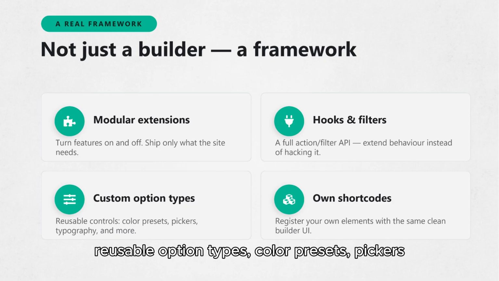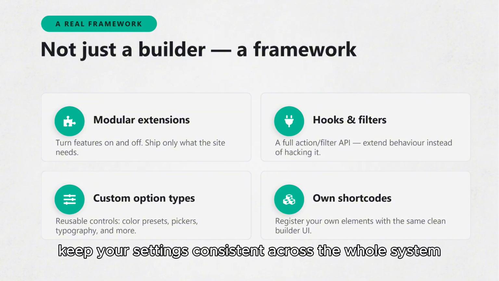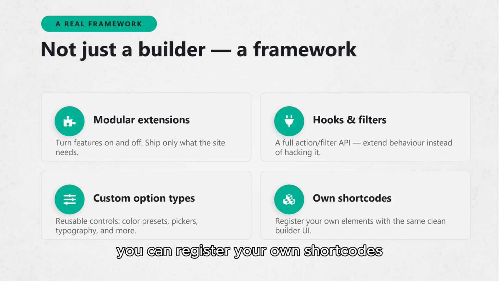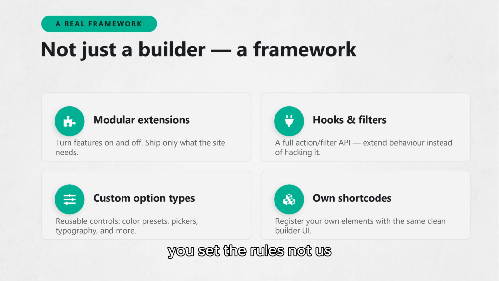Reusable option types, color presets, pickers, and typography controls keep your settings consistent across the whole system. And when you need something that doesn't exist yet, you can register your own shortcodes with the same clean builder UI. You set the rules, not us.